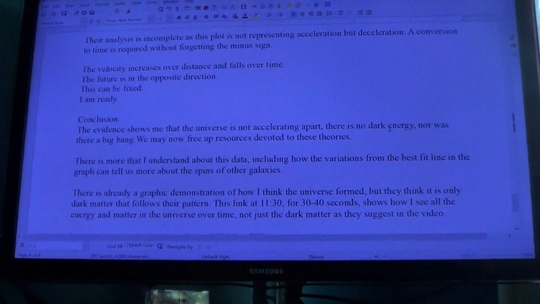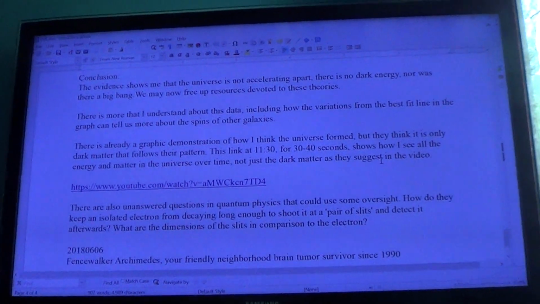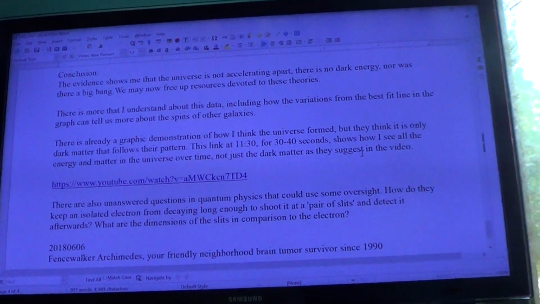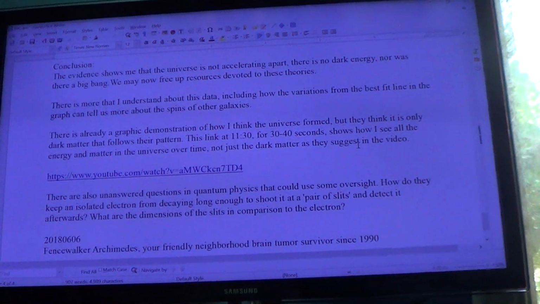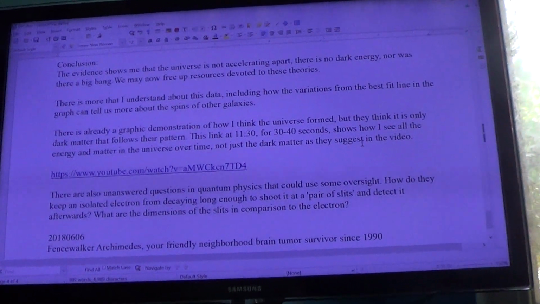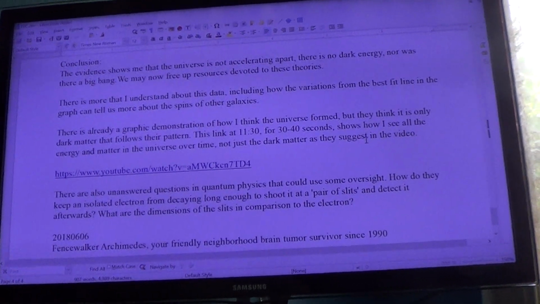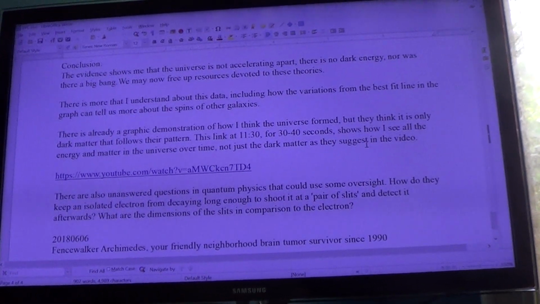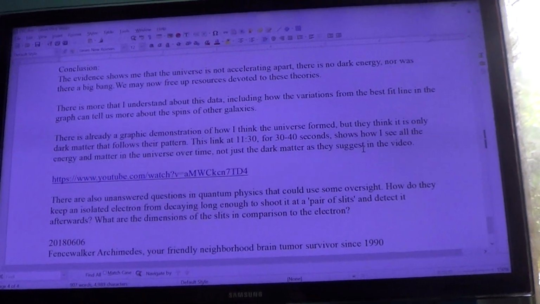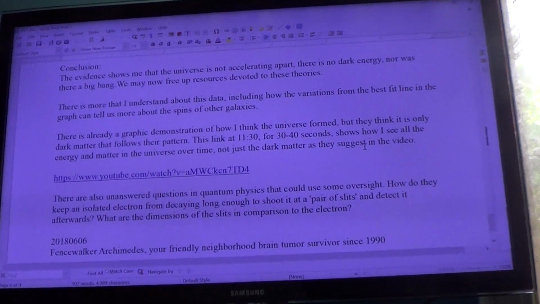Conclusion: the evidence shows me that the universe is not accelerating apart. There is no dark energy, nor was there a Big Bang. We may now free up resources devoted to these theories. There's more I understand about this data, including how the variations from the best fit line in the graph can tell us more about the spins of other galaxies.